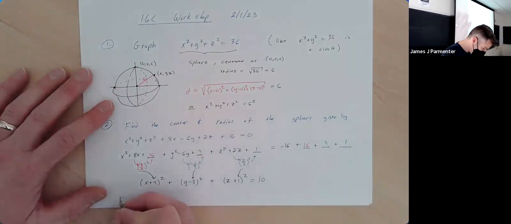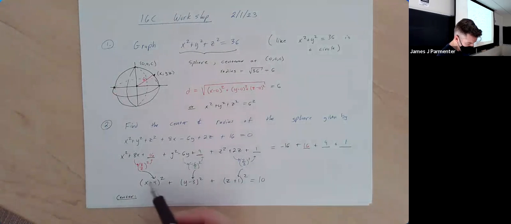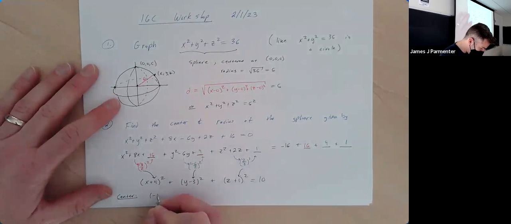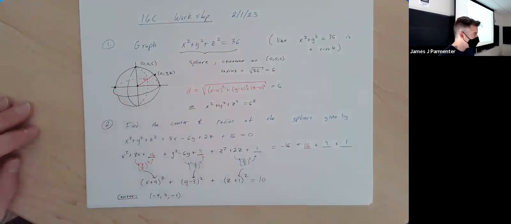So the center is going to just, and really it's just like a circle, right? It's just like a circle, you're just adding another dimension. So the center is the XYZ coordinate that makes the entire left-hand side equal to 0. So that's going to be X equal to -4, Y equal to +3, and Z equal to -1.